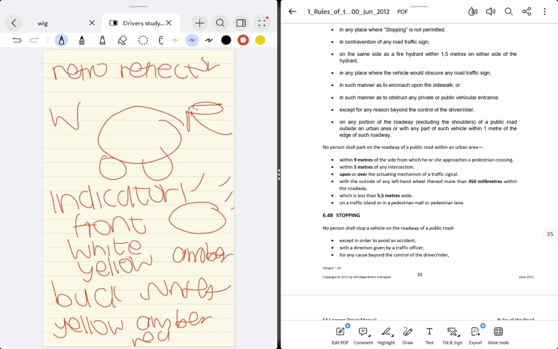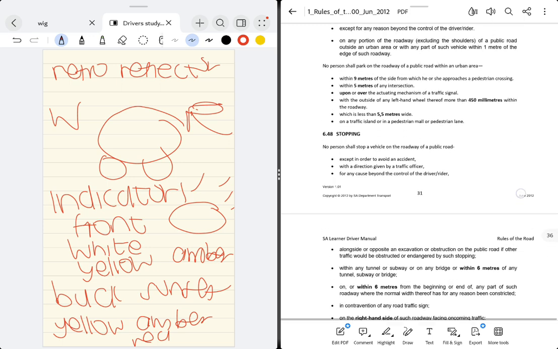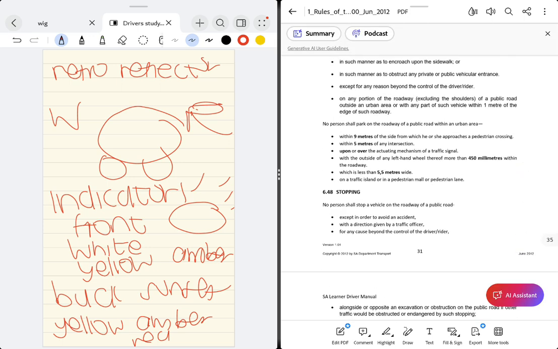No person shall park on the roadway of a public road within an urban area within 9 meters of a pedestrian crossing, within 5 meters of an intersection, upon or over the actuating mechanism of a traffic signal, with the outside of any left-hand wheel thereof, on a roadway less than 5.5 meters wide, on a traffic island or pedestrian mall or pedestrian lane. Stopping. No person shall stop a vehicle on the roadway of a public road except in order to avoid an accident, in compliance with direction given by a traffic officer, or for any cause beyond the control of a driver.